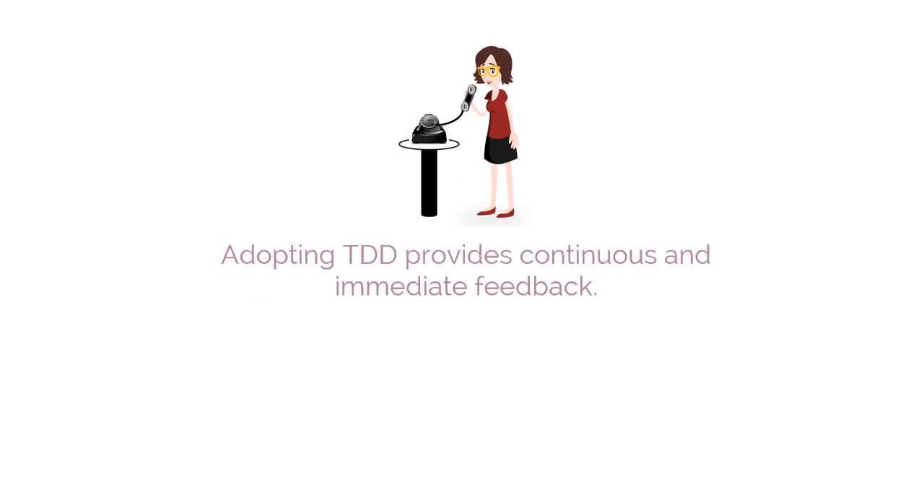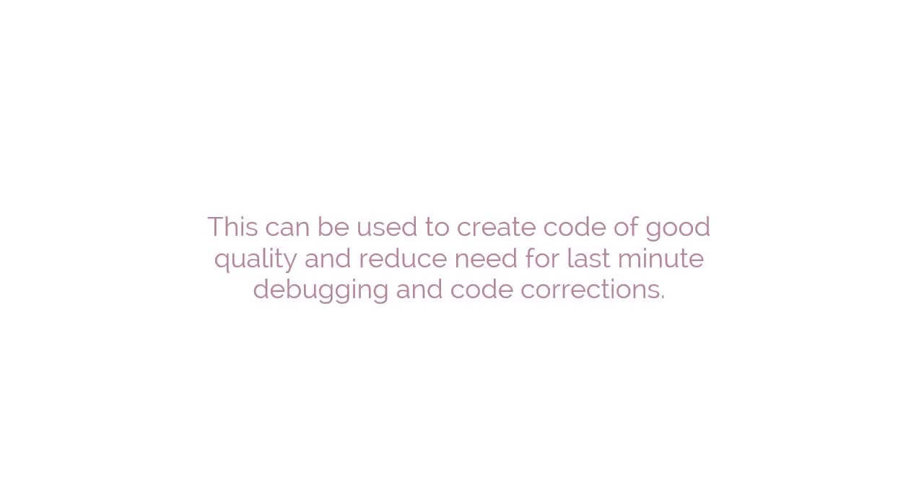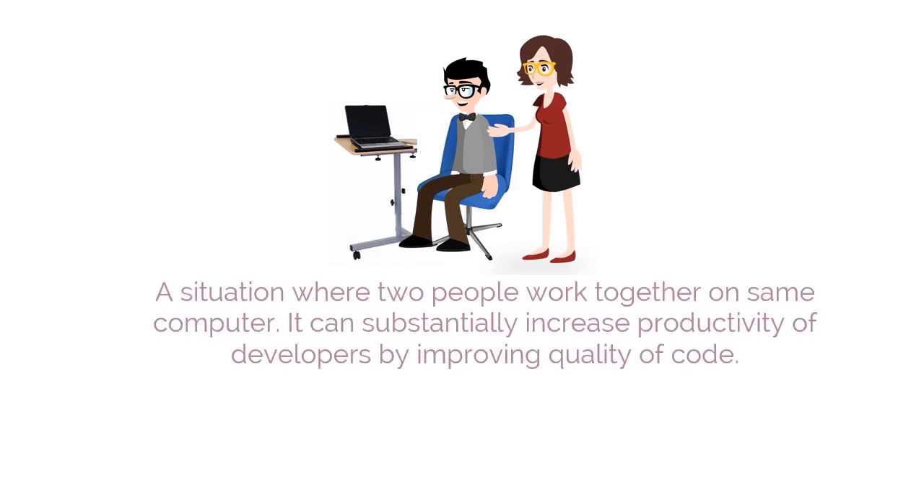Adopting TDD provides continuous and almost immediate feedback. This can be used to create code of good quality and also reduce the need for last-minute debugging and code corrections. Next, under developer practices, is pair programming. Pair programming is a situation where 2 people work together on the same computer. It can substantially increase the productivity of the developers by improving the quality of code.